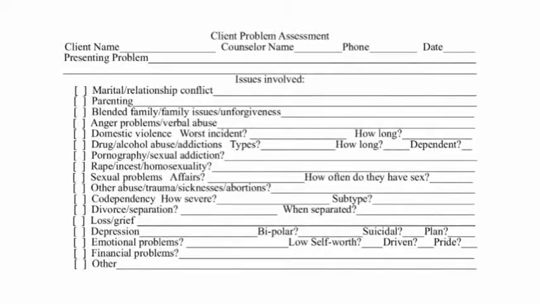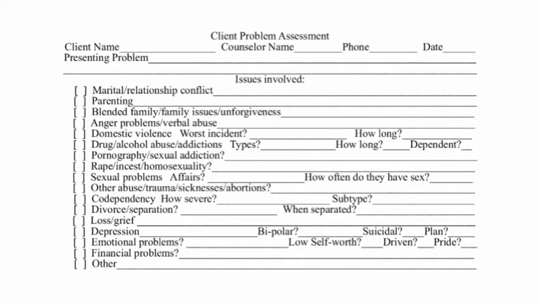So these are the things I'm looking for, and if they are there, I just check them. This first little paragraph that you see on your sheet sort of goes through all of the major things that I want to know about, or that would be major in a marriage, that's going to tell me what kind of problems we're dealing with. See, do they have conflict? Do they have parenting problems? Are they a blended family? Do they have family issues, unforgiveness from their family of origin? How about anger problems, verbal abuse, domestic violence? I ask for the worst incident there because it gives me an idea. Was this person hospitalized? Or are they just talking about somebody getting slapped or something? What was going on there?